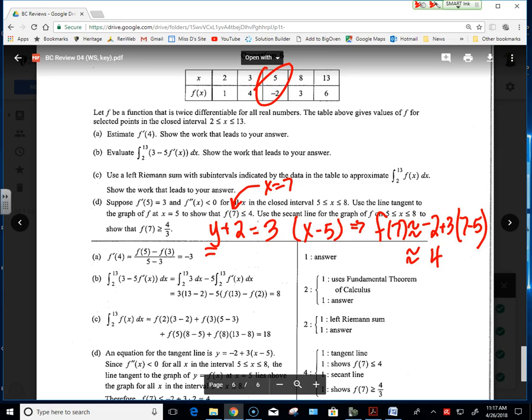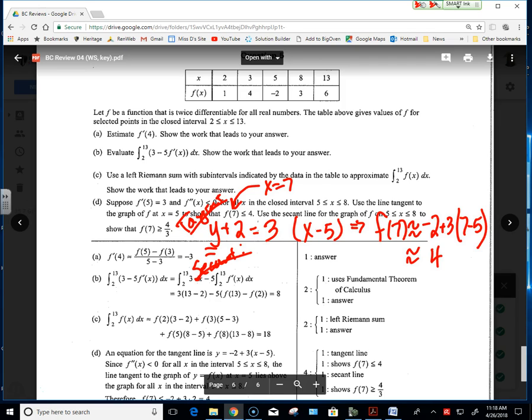What are we doing with secant lines? Slope between 2 points. And where are the 2 points? 5 and 8. So we're looking at these 2 points for the secant line. I do go ahead and still make a line. It's not going to be a tangent line. It's going to be a secant line.